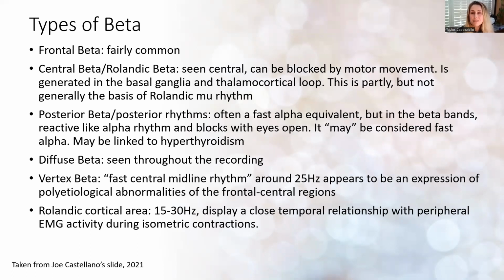We have different types of beta. We have frontal beta, which is fairly common, central beta, and Rolandic beta, which is obviously central. It can be blocked by motor movement. It's generated in the basal ganglia and thalamocortical loop. It's partially, but not generally, the basis of Rolandic mu rhythm. Posterior beta and posterior rhythms, often a fast alpha equivalent, but in the beta bands, it may be considered fast alpha, and it may be linked to hyperthyroidism.